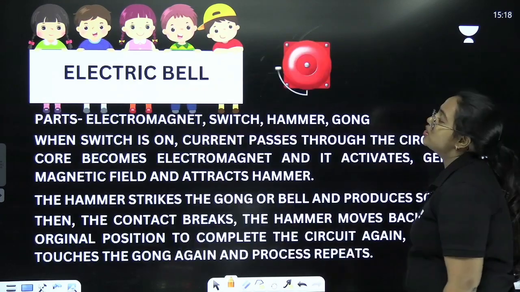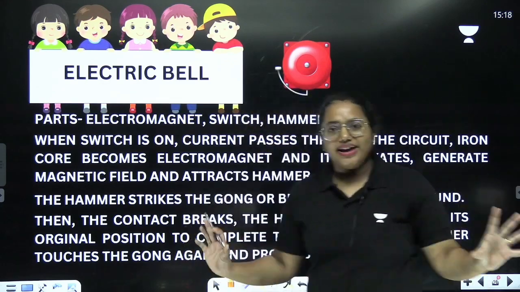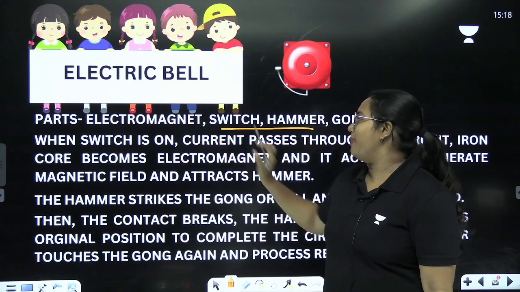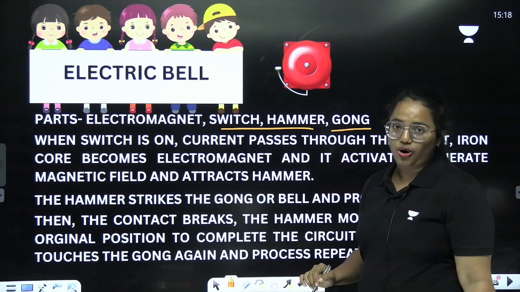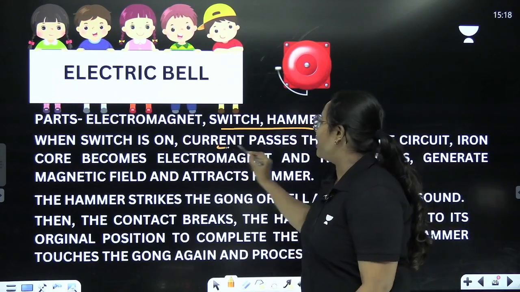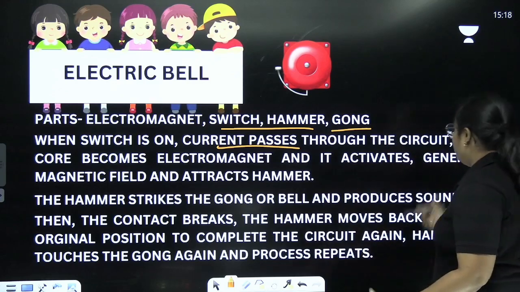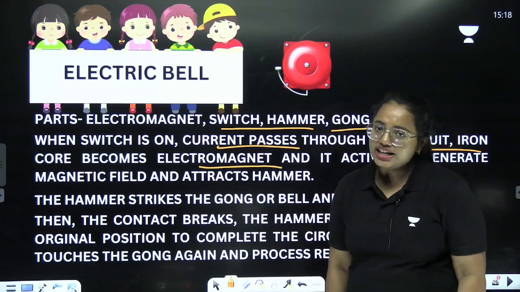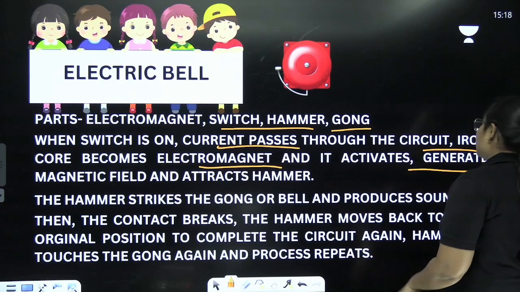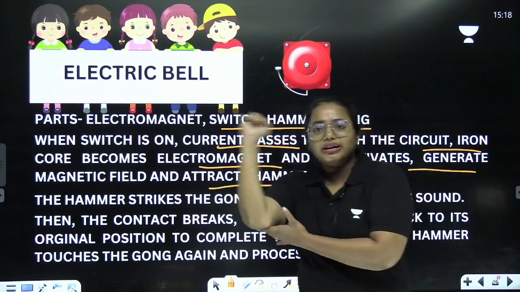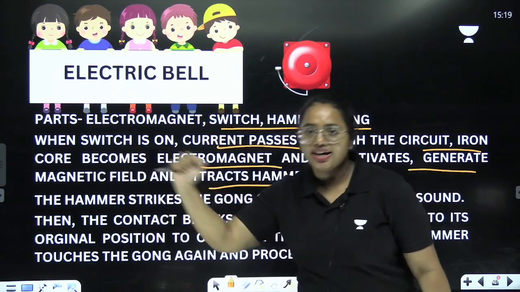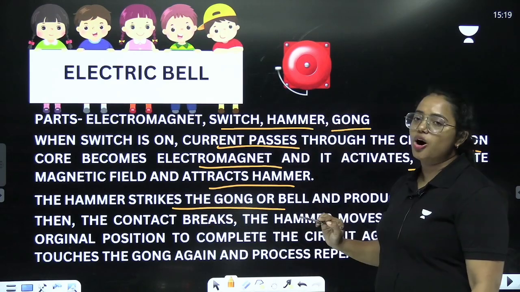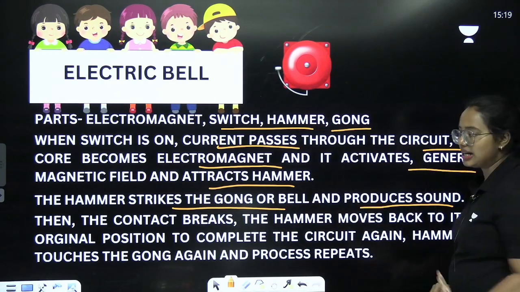Now we are moving towards the electric bell. Very, very important. When you talk about the electric bell, the main parts are the electromagnet, switch, hammer and gong. When the switch is on, what happens? Current will pass through the circuit and the iron core becomes an electromagnet. Got it? Due to this, it activates and generates a magnetic field. The hammer is the part which hits the gong and creates sound. So the hammer strikes the gong and produces sound.